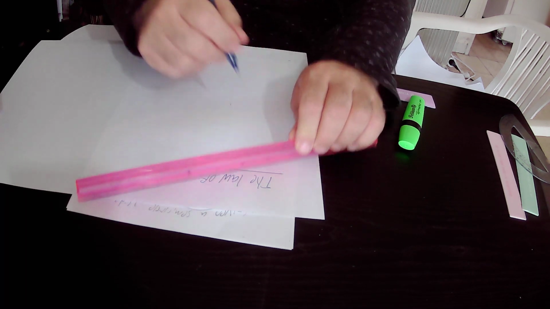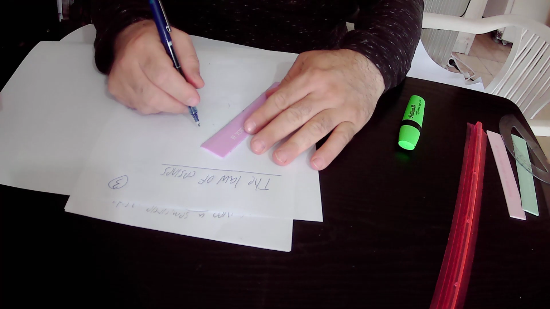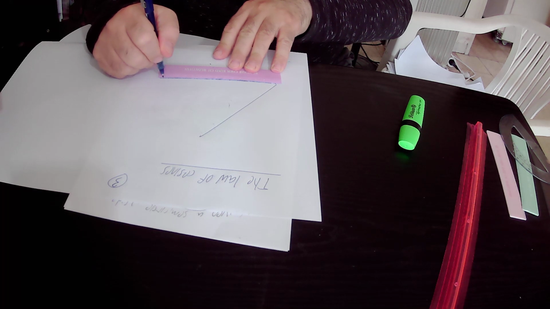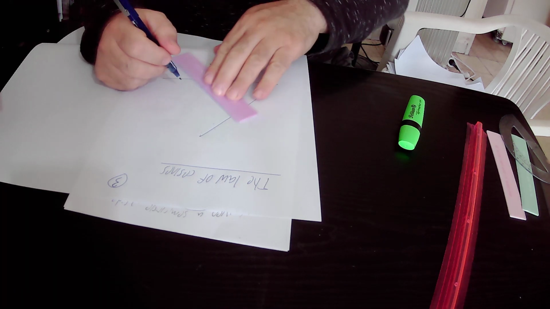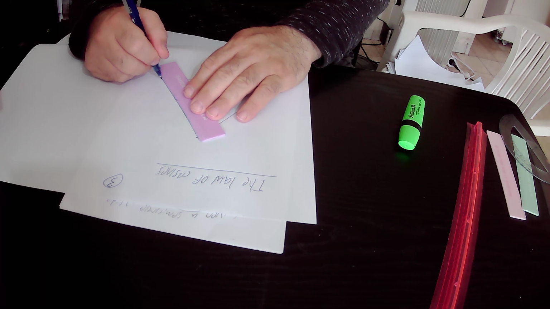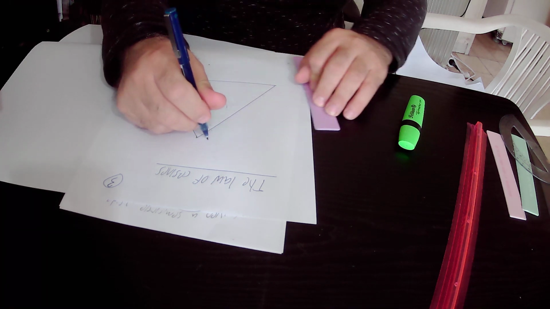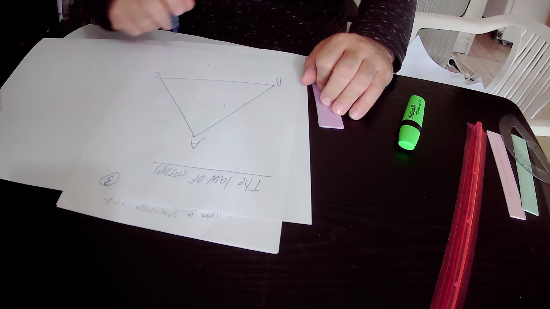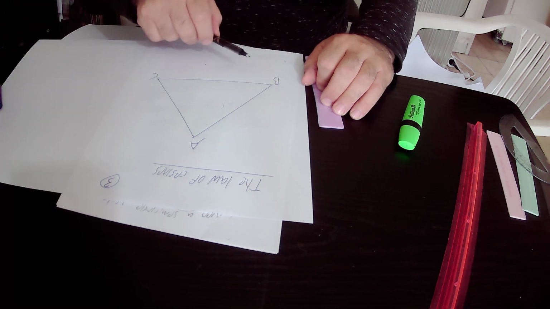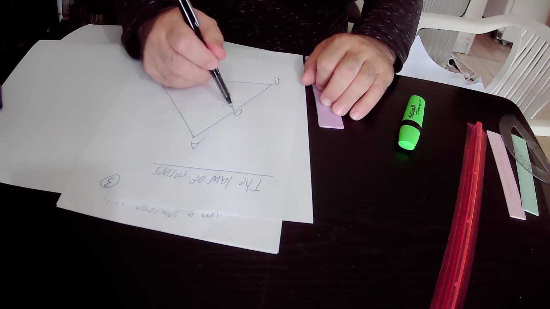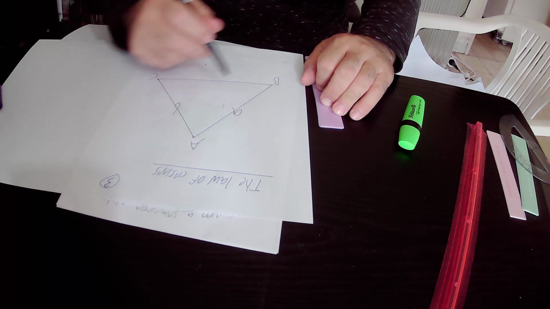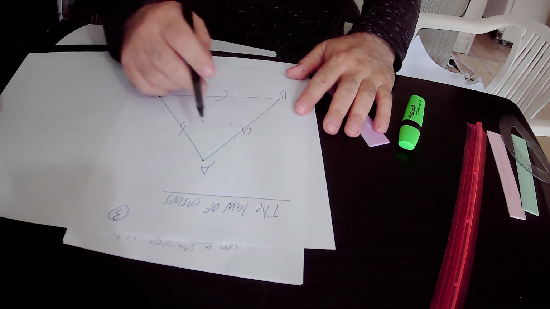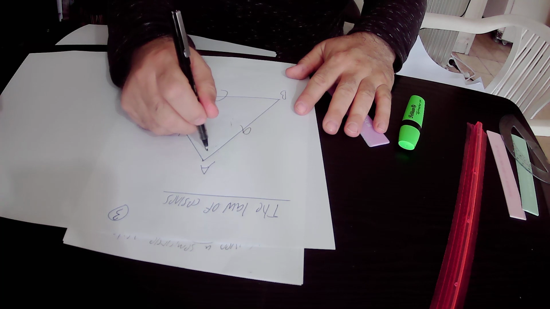So if we have triangle ABC that could be any triangle, this is triangle ABC. And we know that side AB equals A units in its length, side AC equals B units in its length, and side BC equals C units in its length, and the angle between side AB and side AC is alpha.